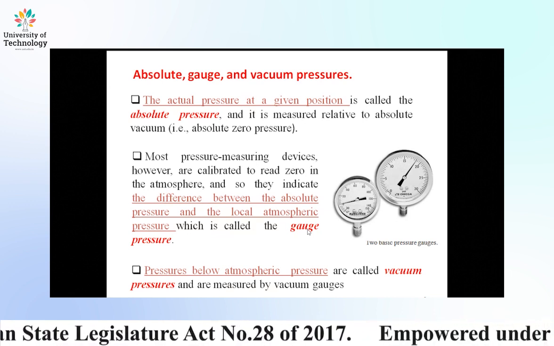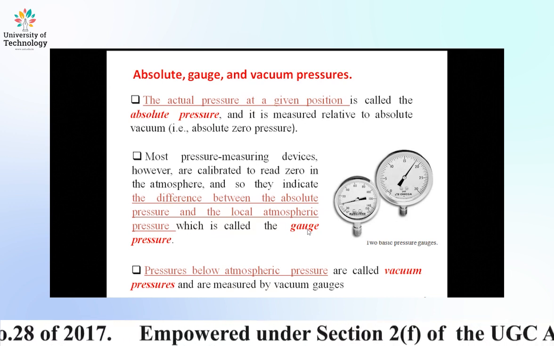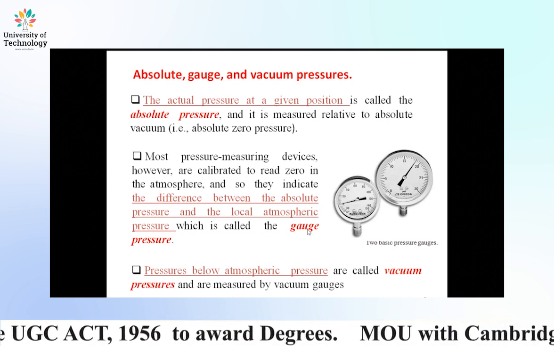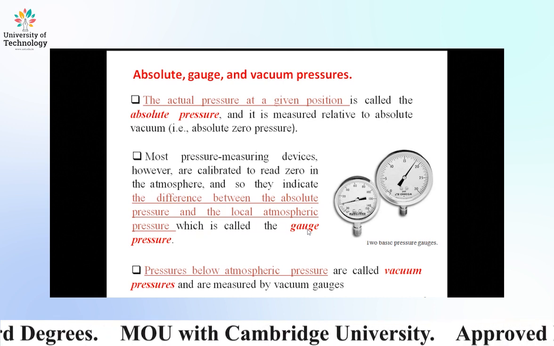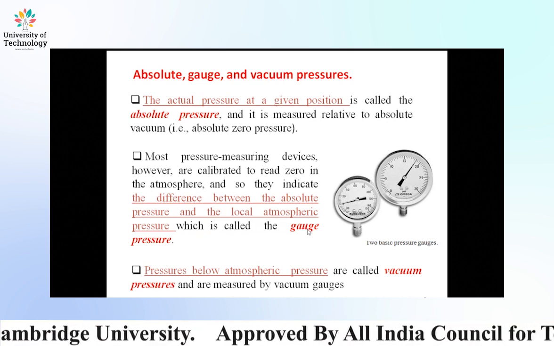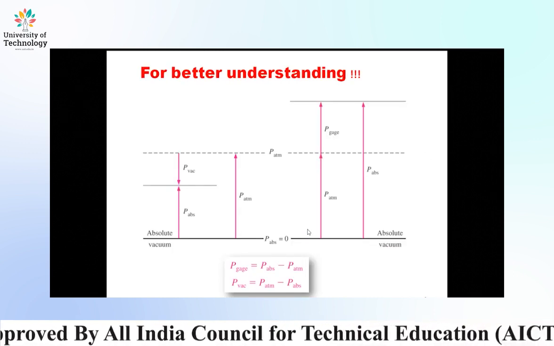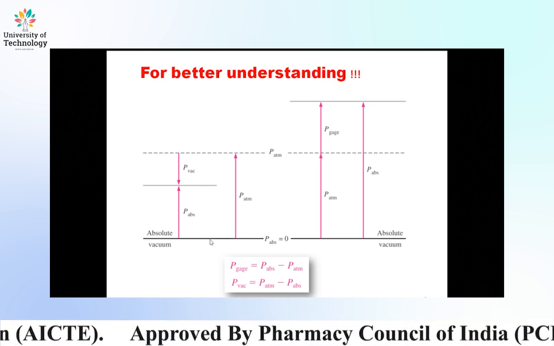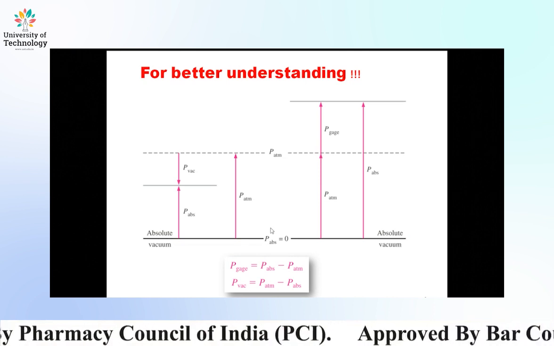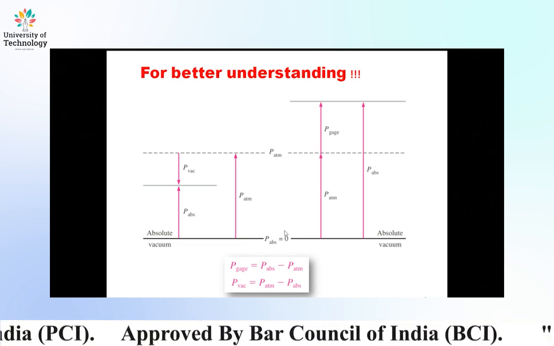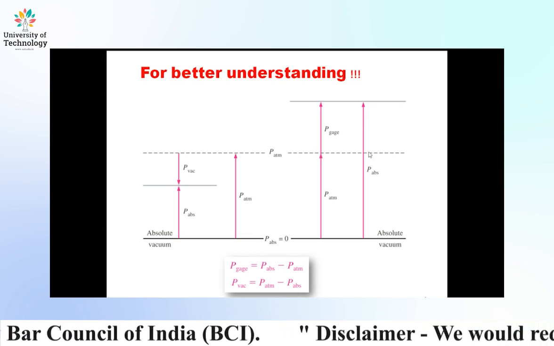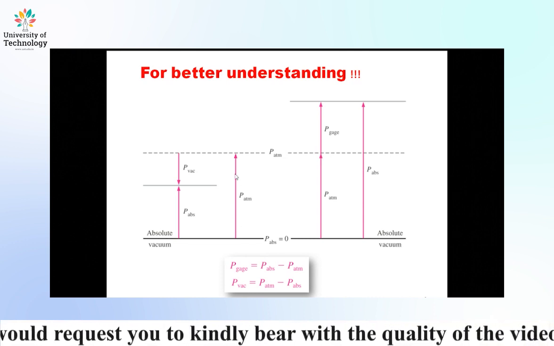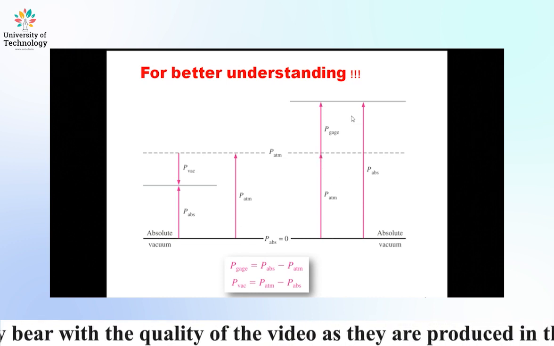The pressure below atmospheric pressure is called vacuum pressure and is measured by vacuum gauges. For better understanding, look at this diagram. This is the absolute vacuum line, meaning absolute pressure is zero. This dashed line is the atmospheric pressure line. From this to this distance is the atmospheric pressure. Gauge pressure is always above that of atmospheric pressure.